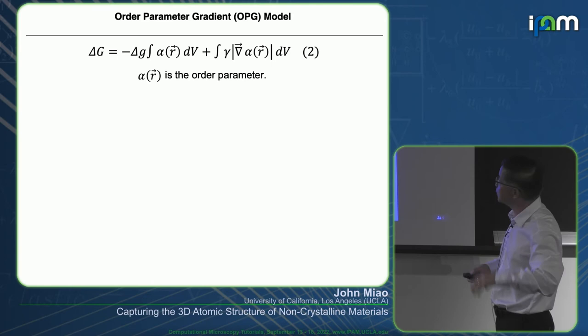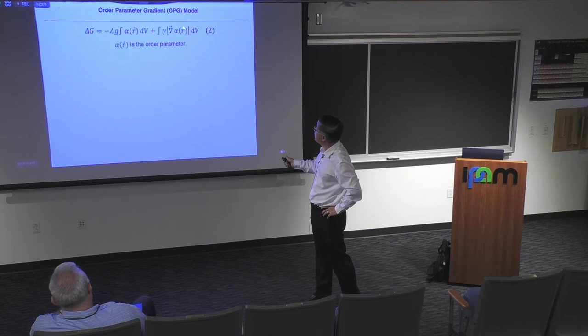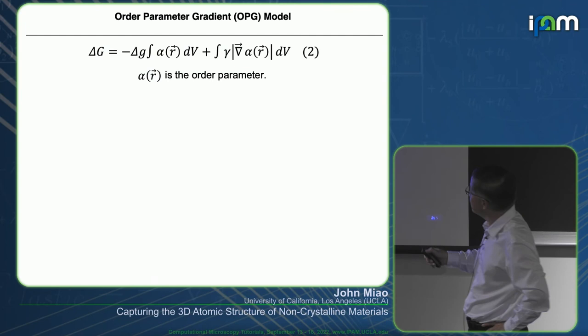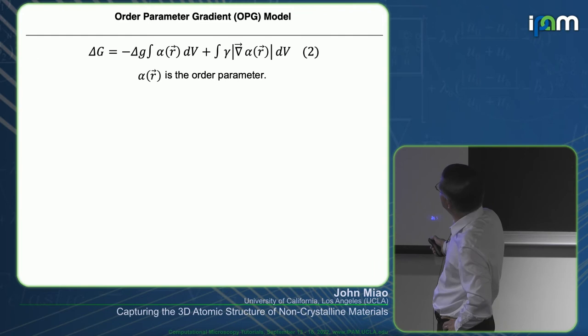We call it the order parameter gradient model. So we modify the equation, delta G multiplied by the integral, where alpha is the order parameter, the integral is this. And we multiply by this term, okay? So this modifies the classical nucleation theory. Remember, classical nucleation theory is like here, okay? The gamma is the surface interfacial tension, 4 pi r squared gamma, just the surface of a sphere, right? But here we take the absolute value.